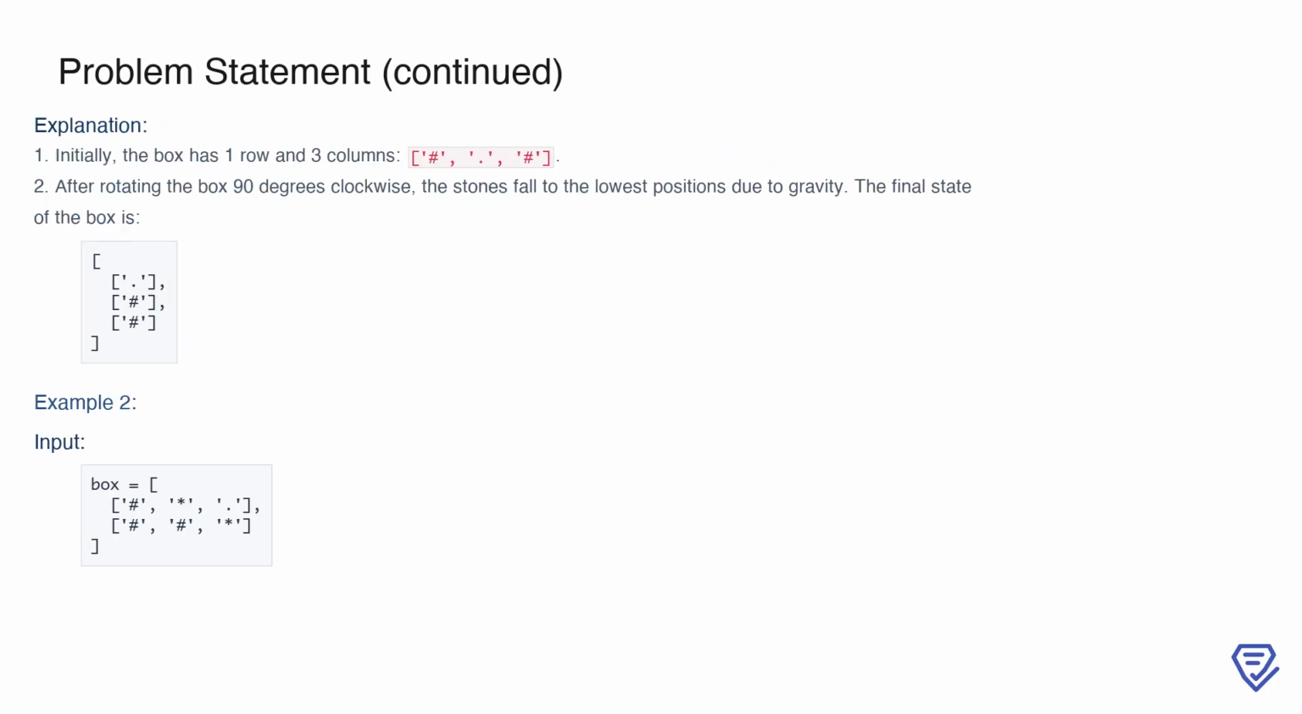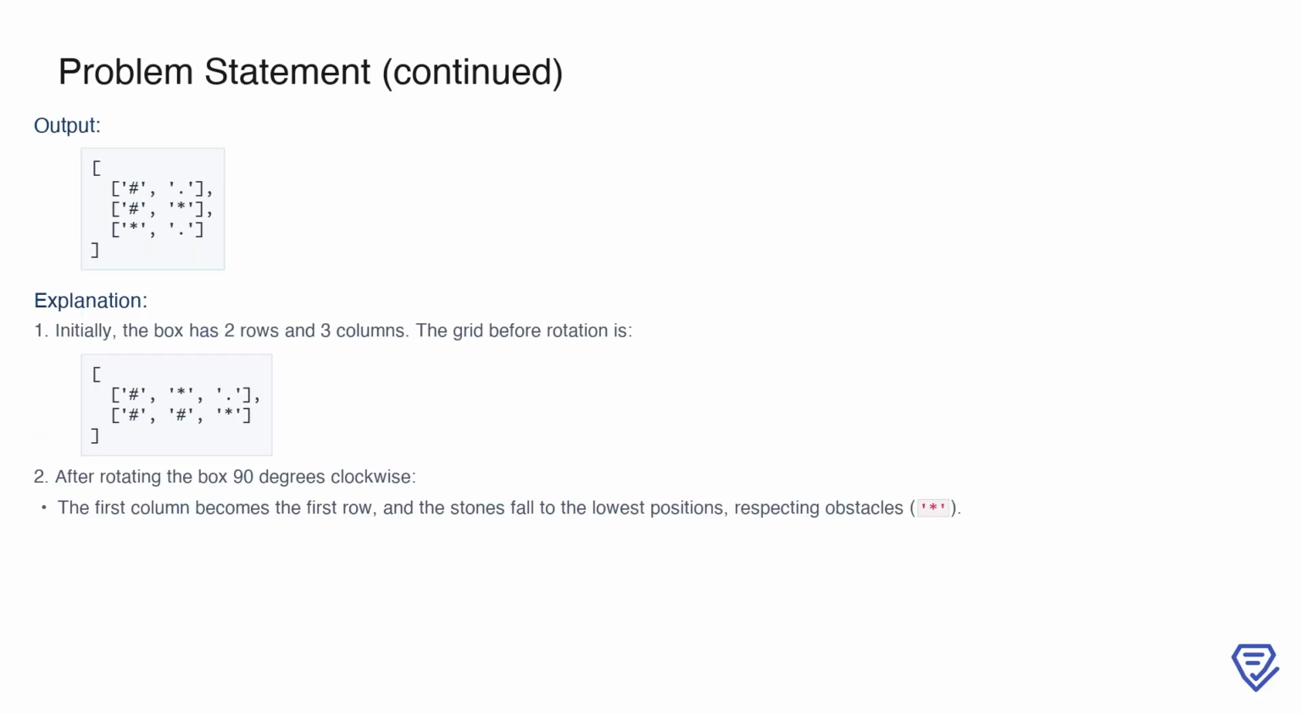To further explain the previous example, the initial box had 1 row and 3 columns: hashtag, dot, hashtag. When the box is rotated 90 degrees clockwise, each column becomes a row. Then, gravity causes the stones to fall to the lowest positions within these new rows. So, the first column, which contains 1 stone, falls to the bottom row. The second column remains empty, and the third column, which also contains 1 stone, falls to the second row. This results in the final output grid of dot, hashtag, hashtag.